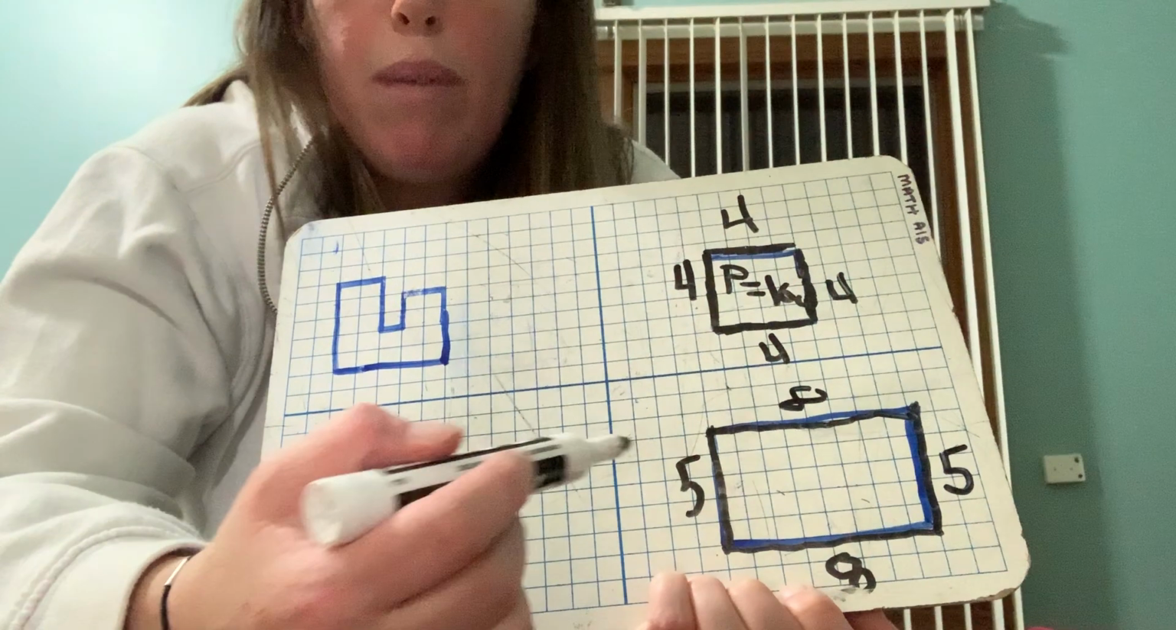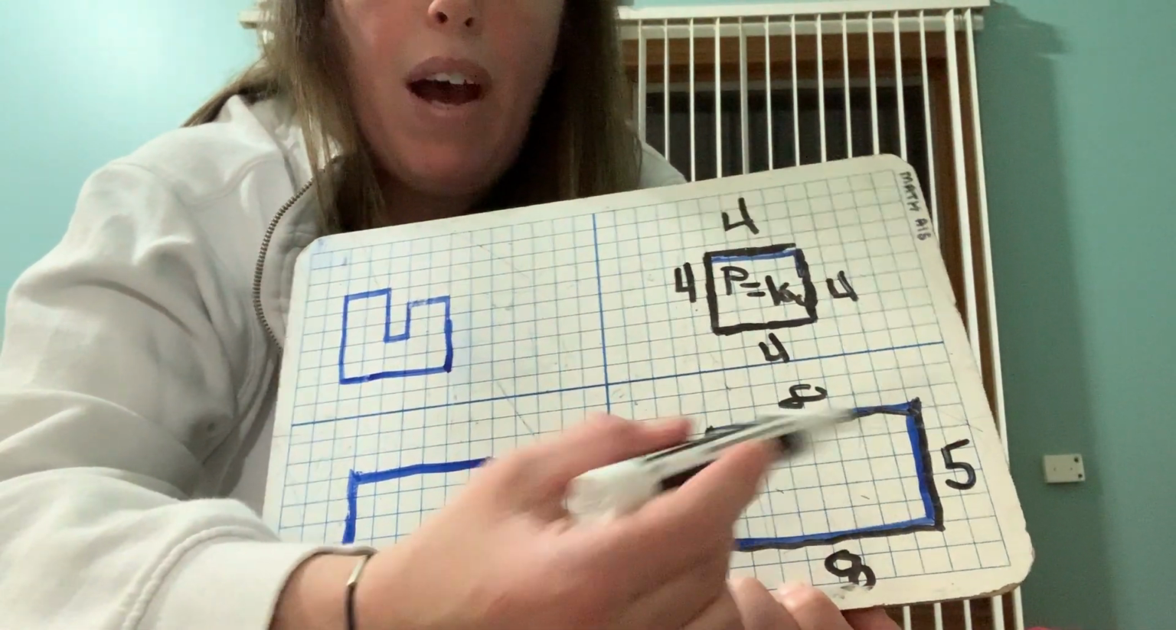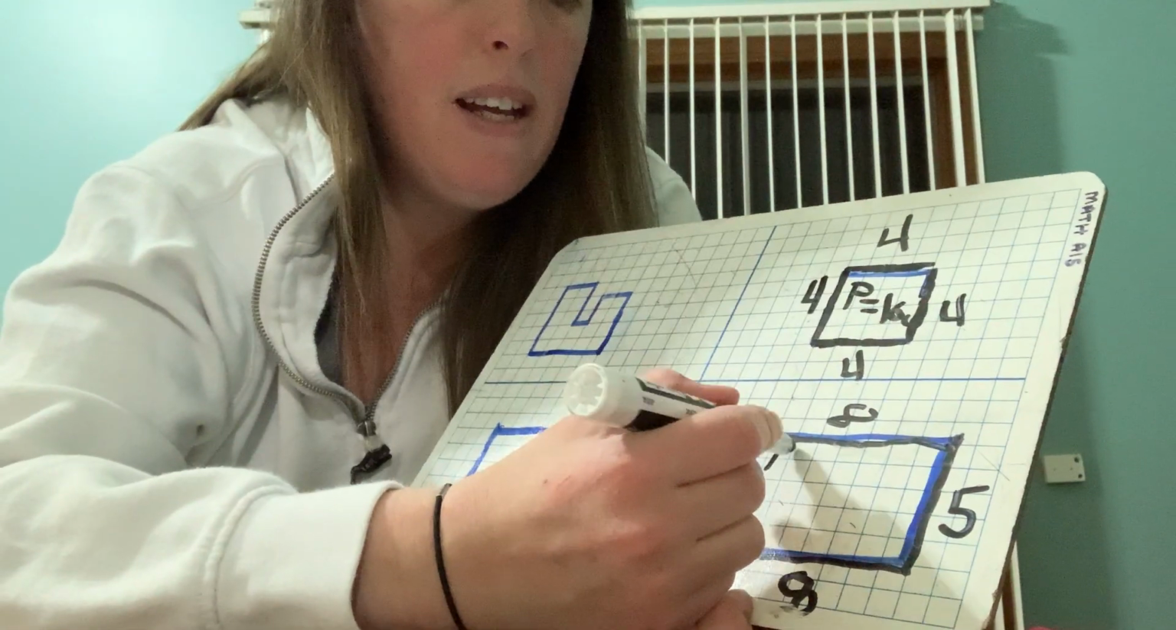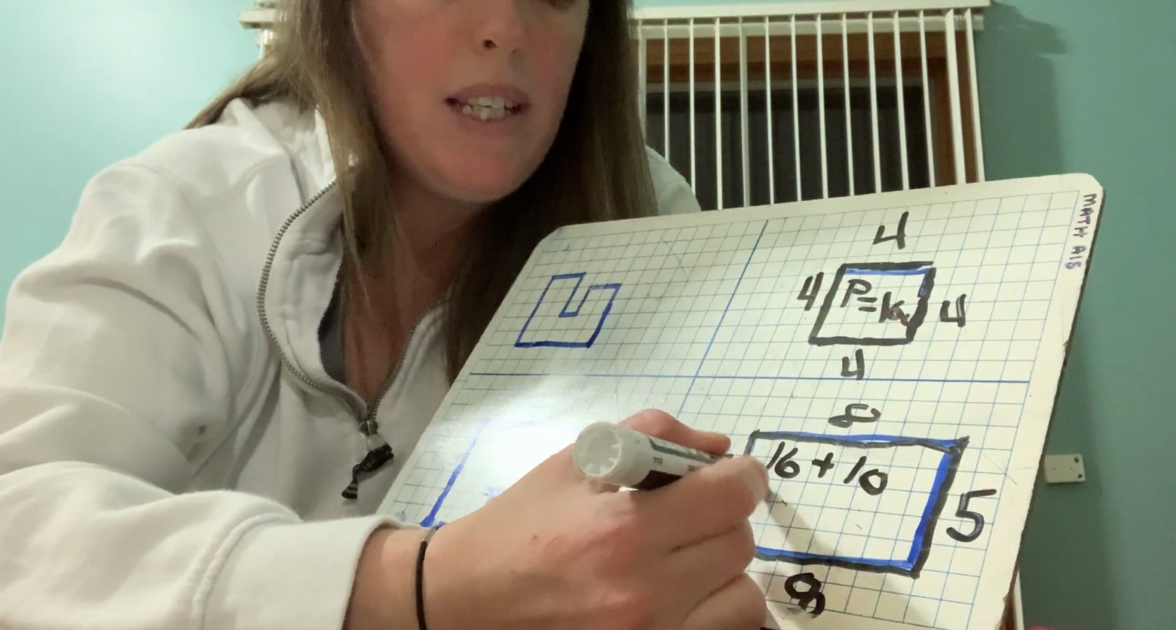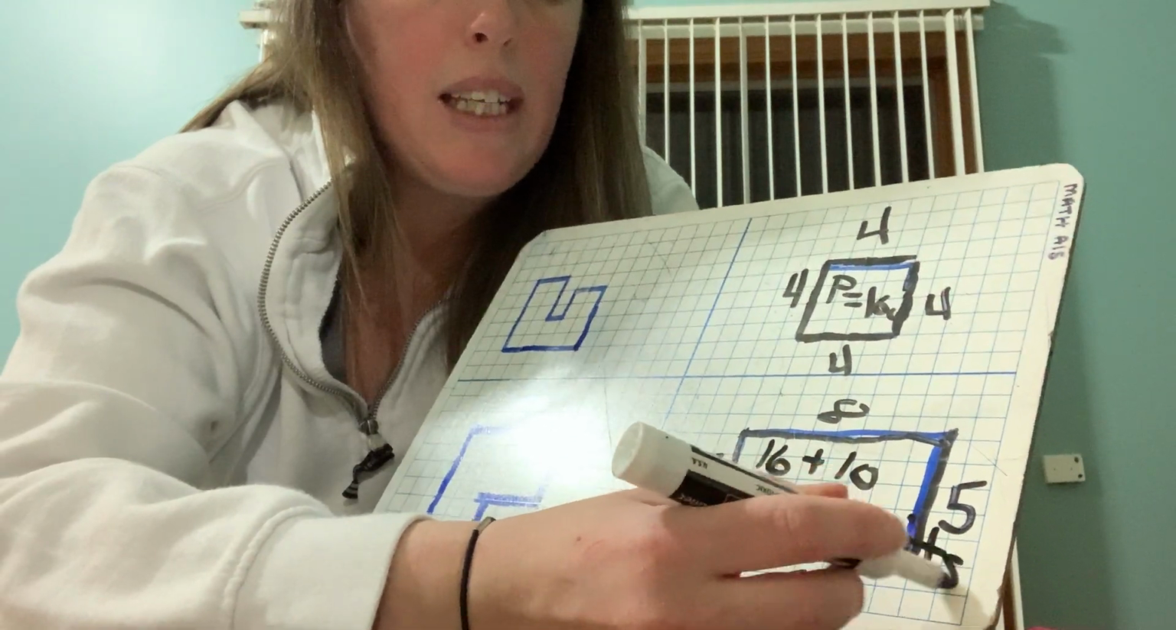So I'm going to add up my doubles first. 8 and 8, 16. 5 and 5, 10. 16 plus 10 gives me a perimeter of 26 units.